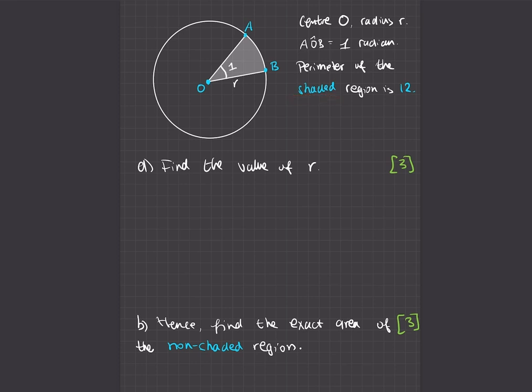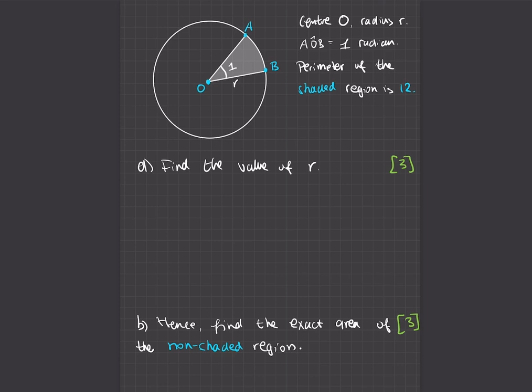It's important that we read it carefully, because you might assume that it's the perimeter of the circle, but it's actually the perimeter of the shaded region. It tells us to find R, the first part, and then we also have to find the area of the non-shaded region. So we have to find the perimeter of the shaded region in terms of R, then solve it for being equal to 12. So what is the perimeter of the shaded region?